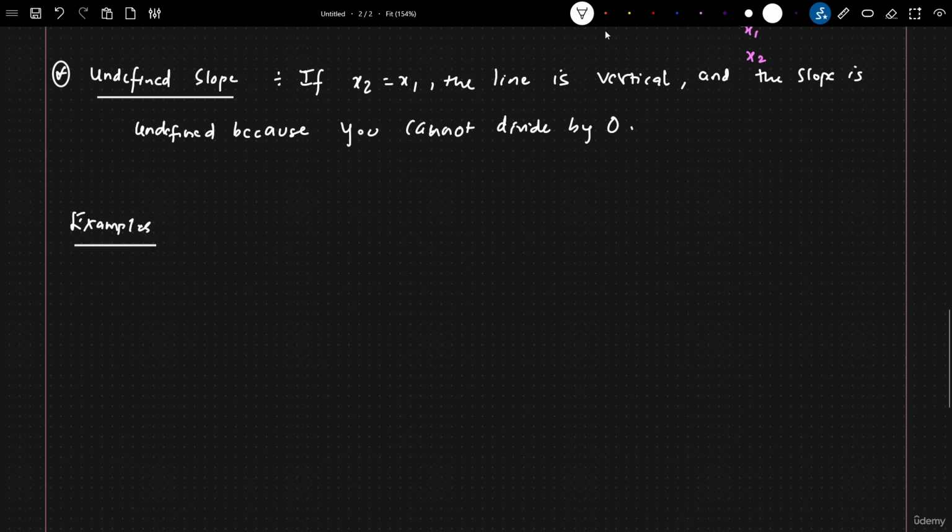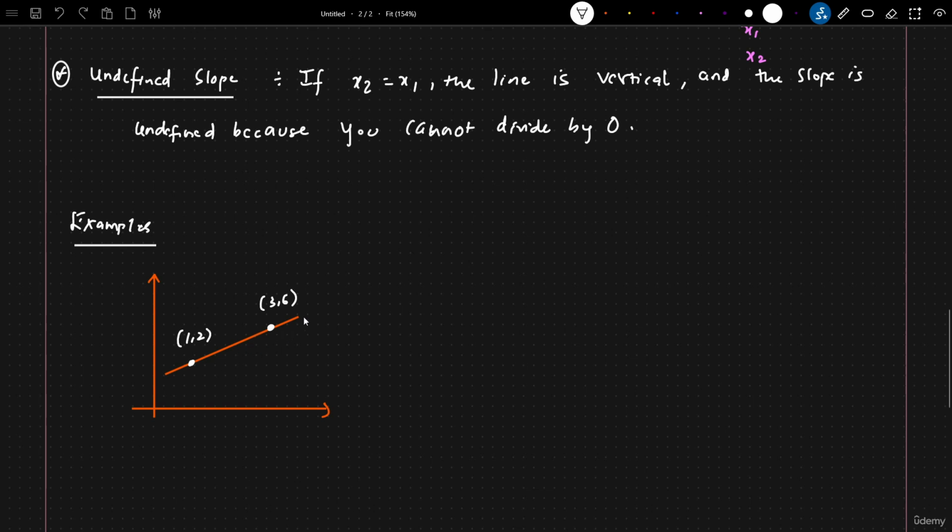Okay. So first example, let's say that I have a coordinate system. In this coordinate system, let's say I have a line which looks like this. Let's consider one of the points is over here, (1, 2). And the other point is, let's consider, (3, 6). Now, how do I find out the slope between these two points? If I really want to calculate the slope, what is my y2? y2 is 6. So 6 minus 2 divided by 3 minus 1. This is 4 divided by 2, which is 2.